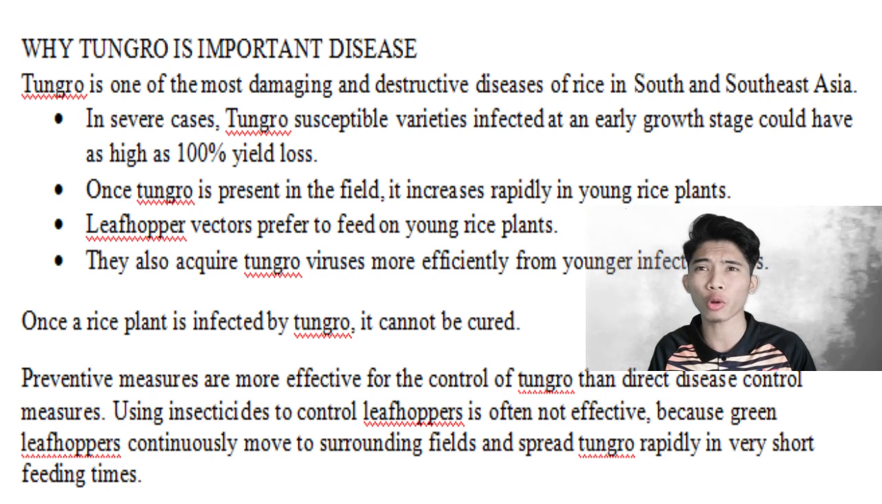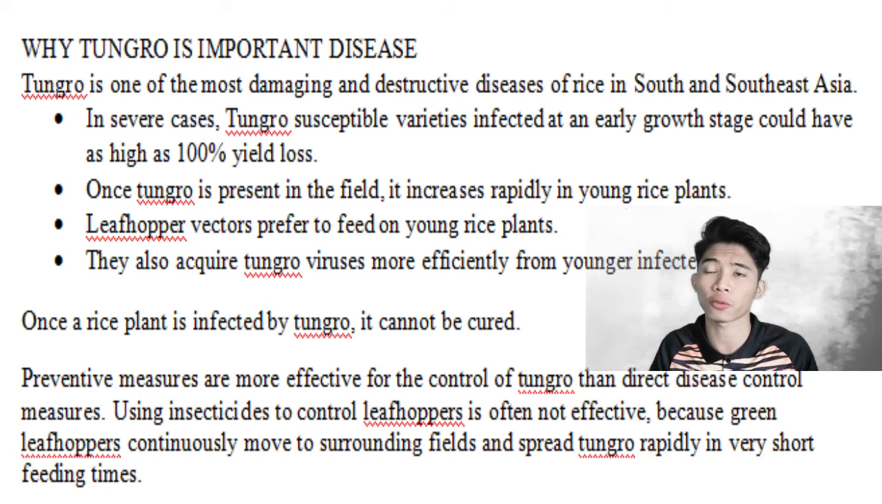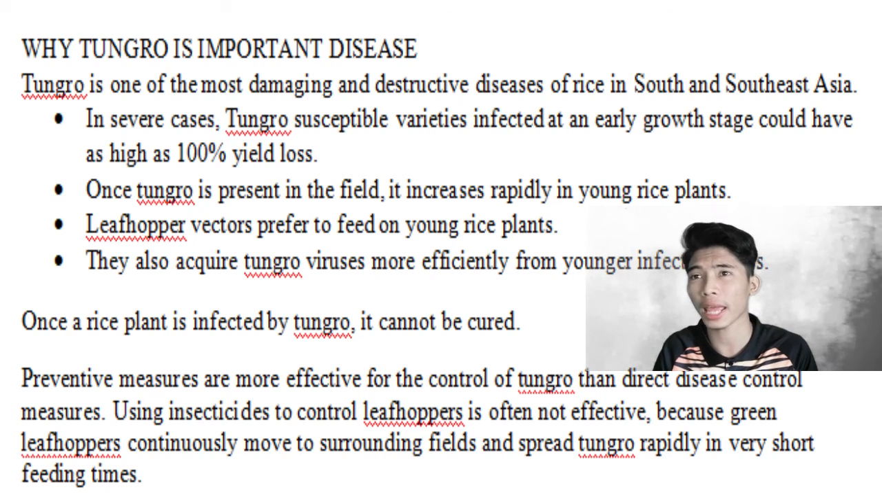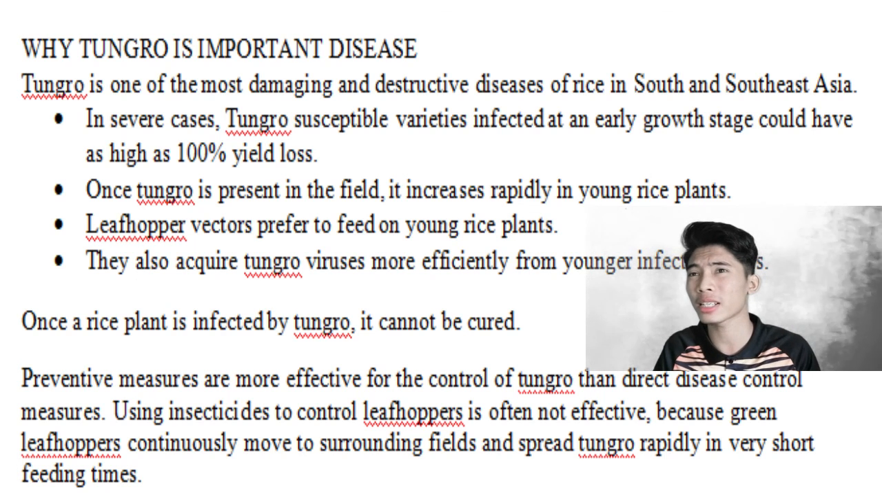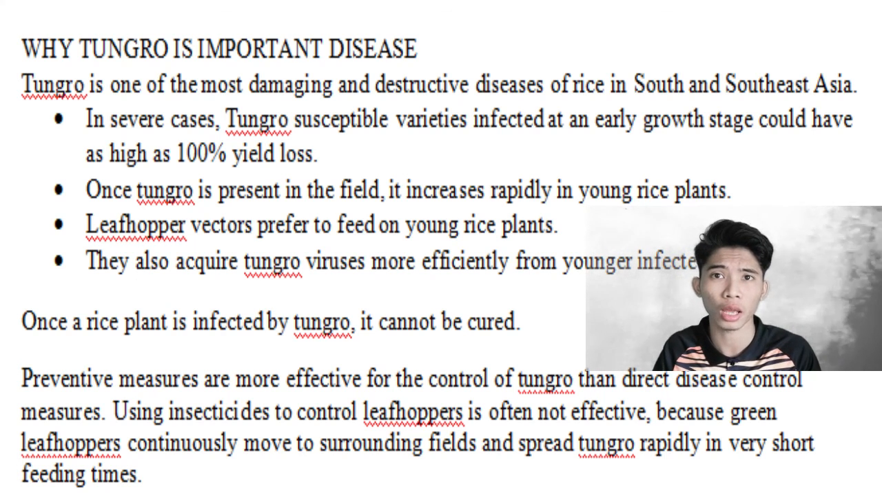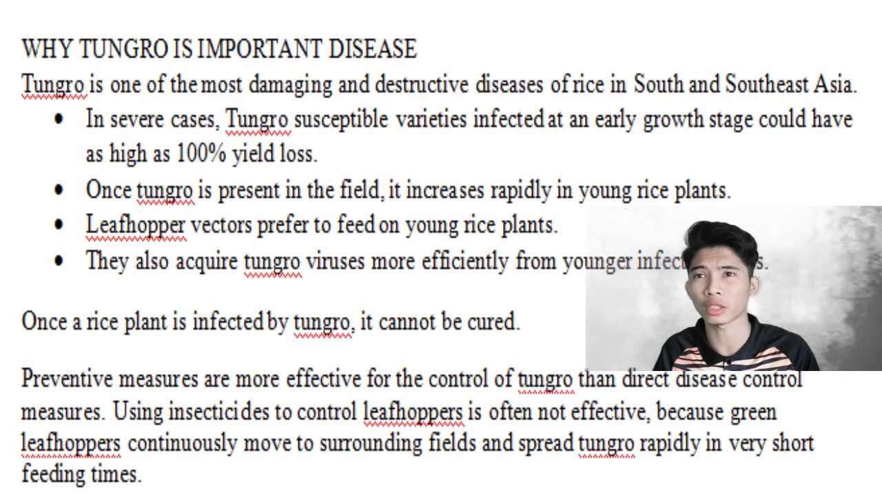Why is tungro an important disease? Tungro is one of the most damaging and destructive diseases of rice in South and Southeast Asia. In several cases, tungro susceptible varieties infected at an early growth stage could have as high as 100% yield loss. Once tungro is present in the field, it increases rapidly in young rice plants. The hopper vector prefers to feed on young rice plants. They also acquire tungro virus more efficiently from younger infected plants.